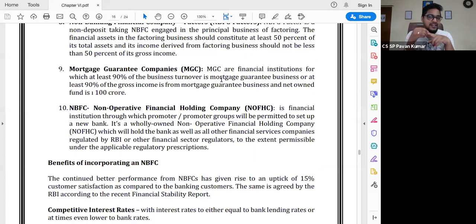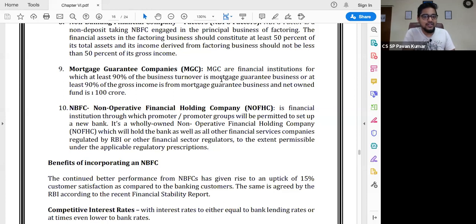Then mortgage guarantee companies. Mortgage guarantee companies are financial institutions for which at least 90% of the business turnover is from mortgage guarantee business. So I am going to a bank for a loan, and the bank is asking me for security. I don't have security to give, so I approach these NBFC companies, and they will give me a guarantee against the loan. So these are mortgage guarantee NBFC companies.